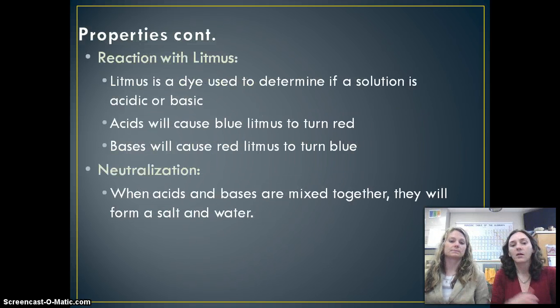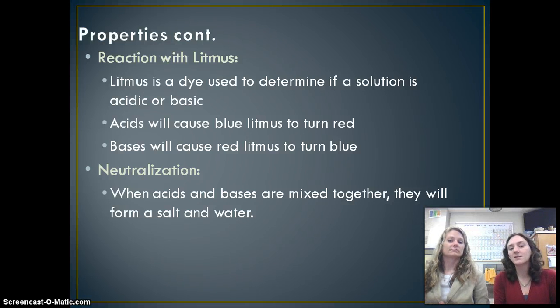Reaction with litmus. What is litmus, first of all? It's a dye used to determine if a solution is acidic or basic. So whenever you have a little strip of paper, it's probably going to have litmus dye on it. Acids are going to cause blue litmus to turn red, and bases cause red litmus to turn blue. And you'll see these colors associated with acids and bases all the time. Acids are always red in diagrams, and bases are always blue.